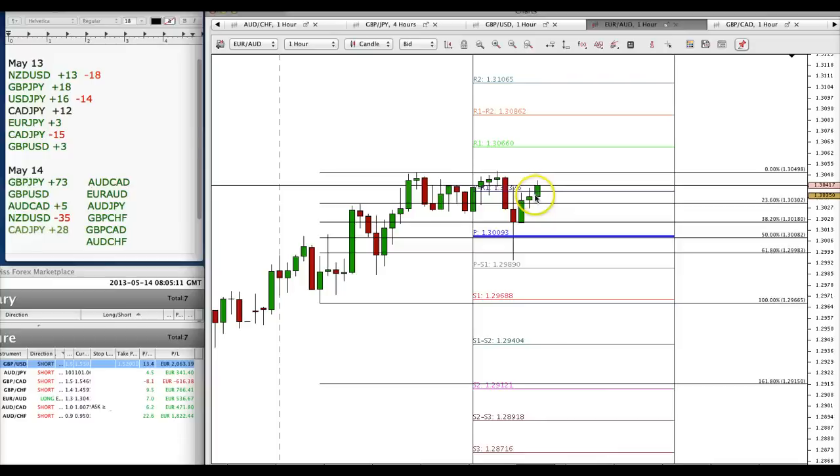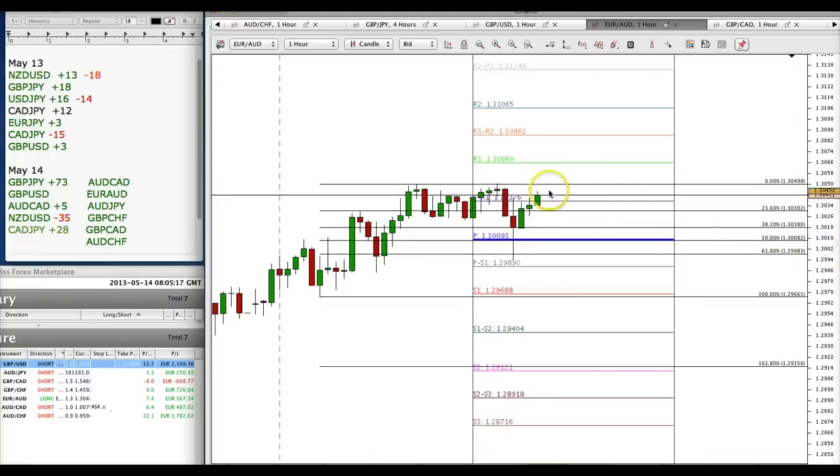Actually, I got in way too late on this trade, so if it reaches the swing high, I think I'm going to exit. Hopefully it can break that level. We're still in an uptrend. The stop loss is down here.